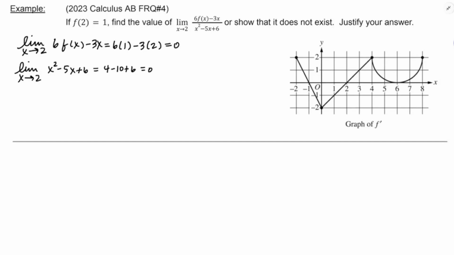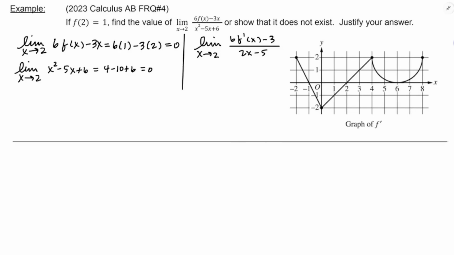And so I'm going to use L'Hopital's rule. I'm going to take the limit as x approaches 2, and I'm going to take the derivative of the top and the bottom separately. So the derivative of the top would be 6f prime of x minus 3, and the derivative of the bottom would be 2x minus 5.